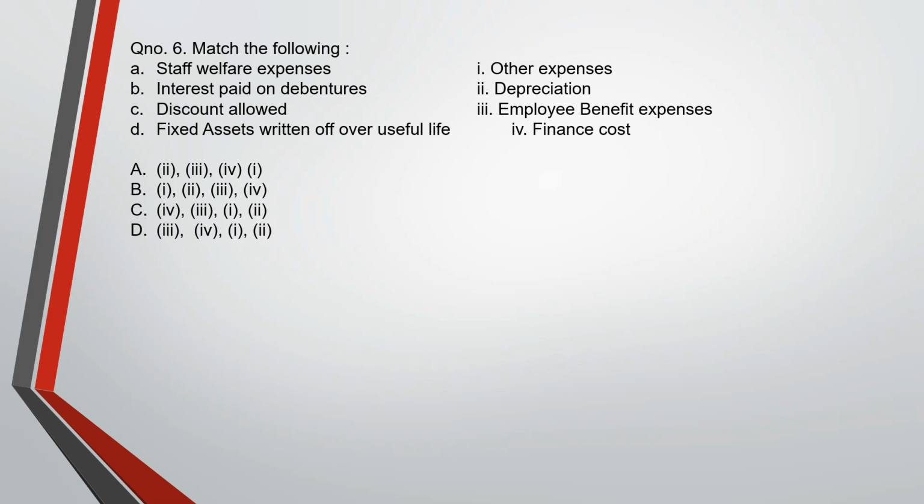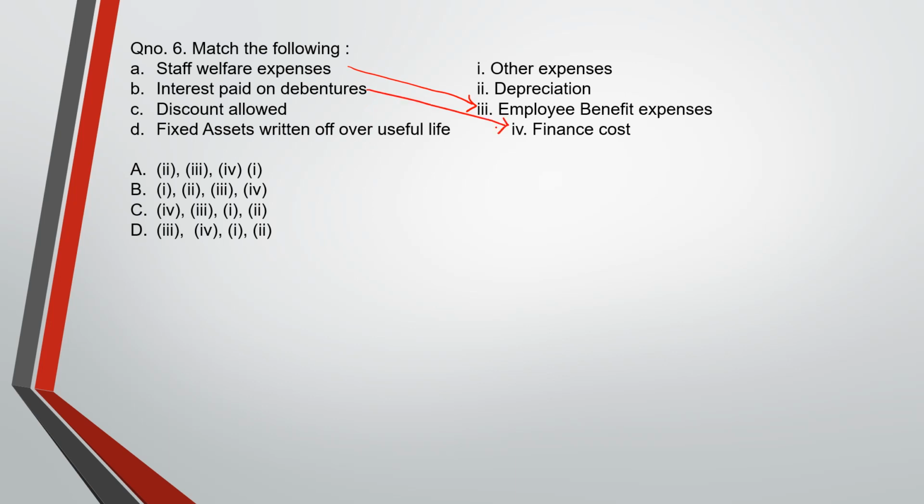Moving on, the next question is question number 6. Match the following. They've given different expenses like staff welfare expense, interest paid on debentures, discount allowed, and fixed asset written off over useful life. Now, you have to match them with other expenses, depreciation, employee benefit expense, and finance cost. Staff welfare expense is a part of employee benefit expense because it is being given to the staff. Interest paid on debentures, as I told you, debentures are issued to raise finance, and when interest is paid on those, it would be a part of your finance cost.